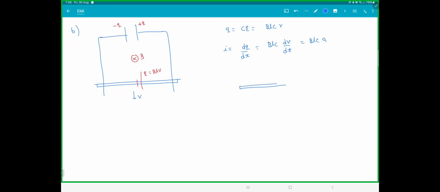Now draw the FBD of the rod. What are the forces? mg, ILB. So mg minus ILB, which is BLCa into LB, is equal to mass into acceleration. Interestingly, you get constant acceleration. Therefore, V is equal to at. Play with this. When you put a capacitor, you get a constant current. And remember this question. We'll do this later on with an inductor. That is more fun.